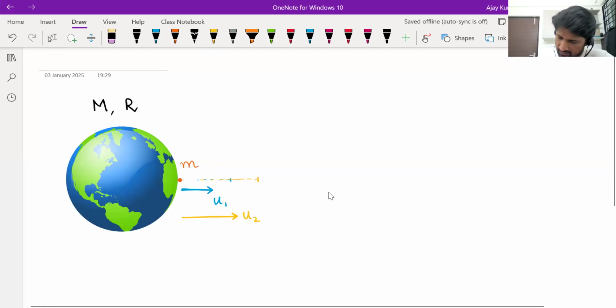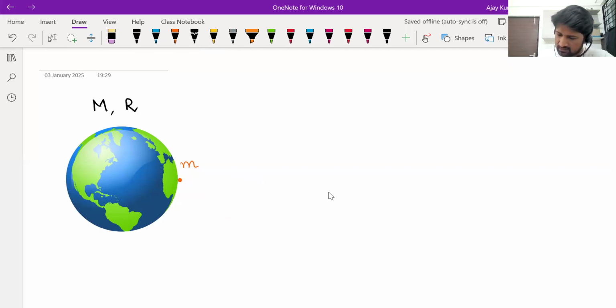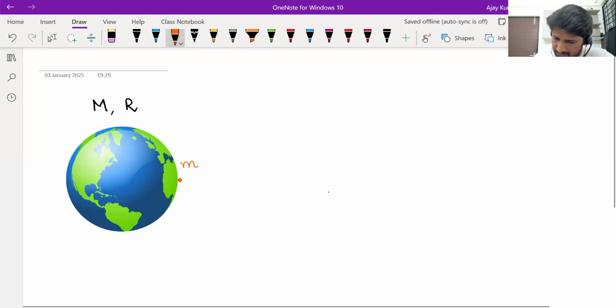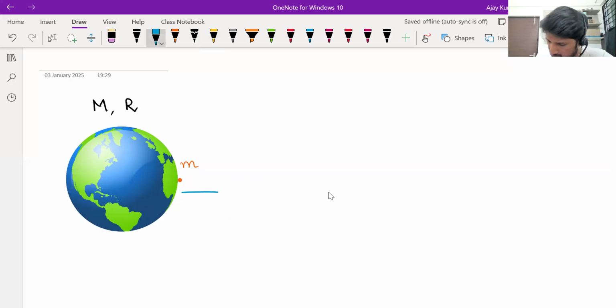Assume the particle or the small object is given a speed of under root GM divided by 2R, where capital M is the mass of the planet, capital R is the radius of the planet. So the particle is given this much speed in a direction away from the planet. Now, due to that velocity, it will start moving forward.